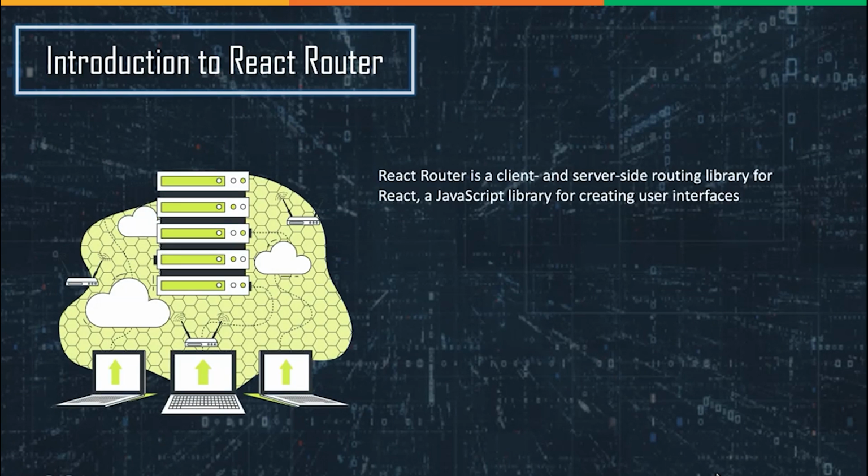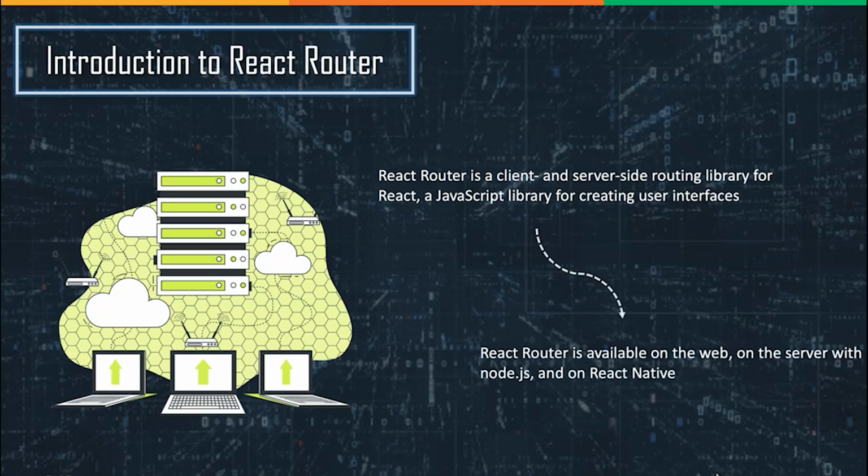Now, what is React Router? React Router is a client and server-side routing library for React. It is a JavaScript library normally known for creating attractive user interfaces. The traditional React Router is available on the web and the server, with traditional Node.js based applications designed for developing server-side JavaScript applications, and on React Native, which is once again for mobile environments for React applications.